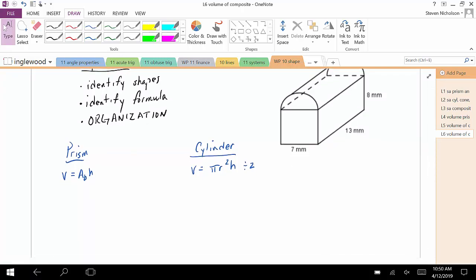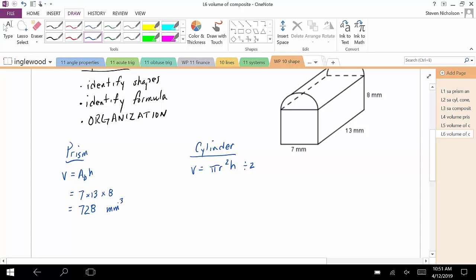So in our prism, our area, or sorry, our volume is going to equal the area of the base, and I'm going to call the base the bottom, times the height. When we get out our calculator and multiply that out, we get 728 cubic millimeters. So in three dimensions, we have a cubic unit.